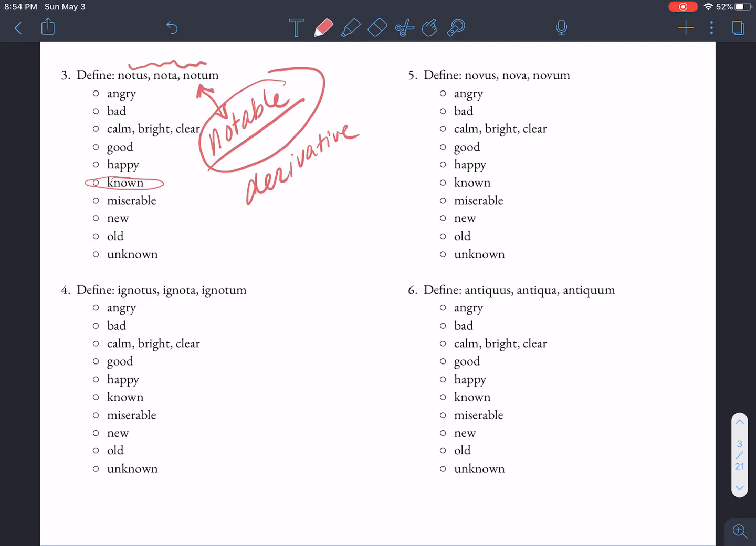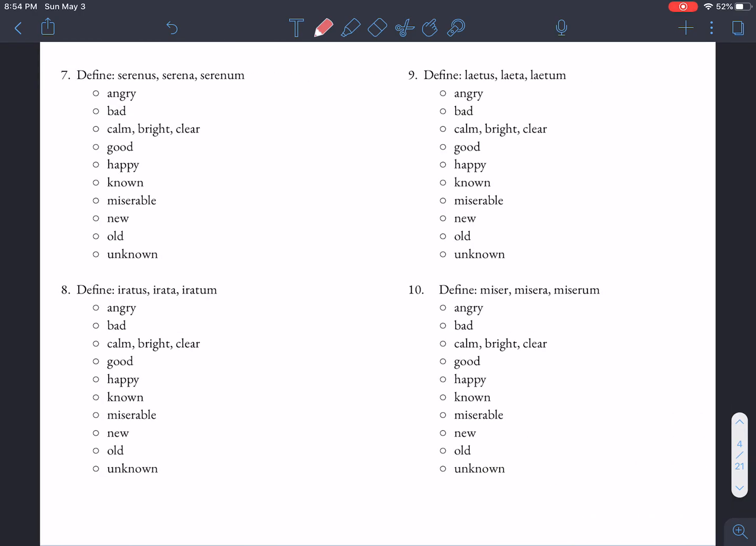So notable. Anyway, number 4, ignotus, ignota, ignotum. That is unknown. Novus, nova, novum is new. Antiquus, antiqua, antiquum, that's old. Serenus, serena, serenum is calm, bright, or clear. Iratus, irata, iratum is angry. Laetus, laeta, laetum is happy. Miser, misera, miserum is miserable. You see how they look similar. So that's an easy one for you.